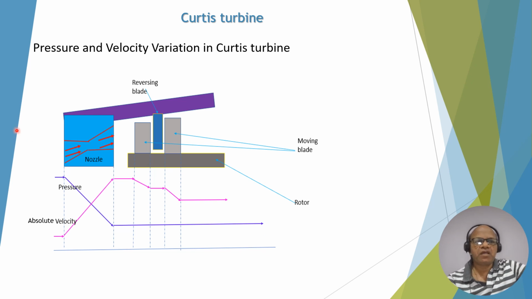Now this is how pressure and velocity vary in the Curtis turbine. You can see these nozzles, two sets of moving blades, and one set of reversing blades, and the pressure drop occurs in nozzles, velocity increases. Then there is no pressure change anywhere, either in moving blades or reversing blade, but a velocity drop occurs in the moving blade, remains constant in the reversing blade, and then further drops in the second stage. That is why it is called velocity compounding turbine. This is a drop of velocity, then it remains constant, then a further drop of velocity, even though there is no change in the pressure. So it is a velocity compounding turbine.